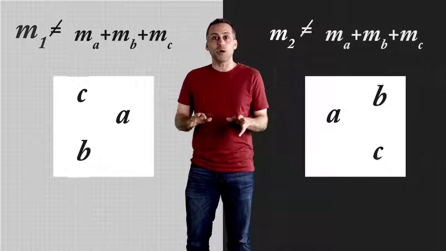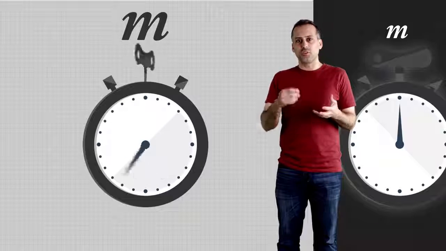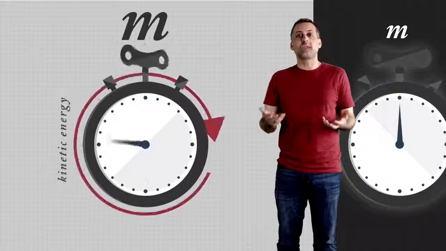Here's a concrete example. Imagine two wind-up watches that are identical atom for atom, except that one of them is fully wound up and running, but the other one has stopped. According to Einstein, the watch that's running has a greater mass. Why? Well, the hands and gears in the running watch are moving, so they have some kinetic energy.